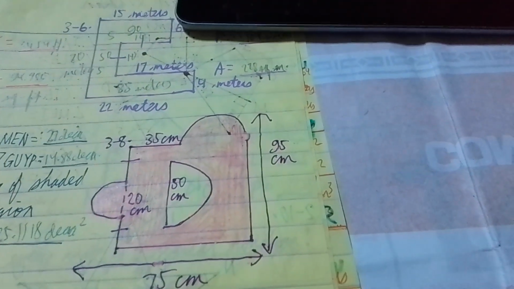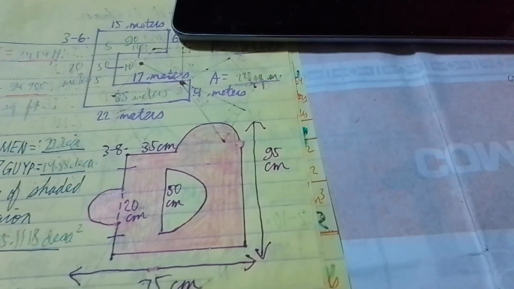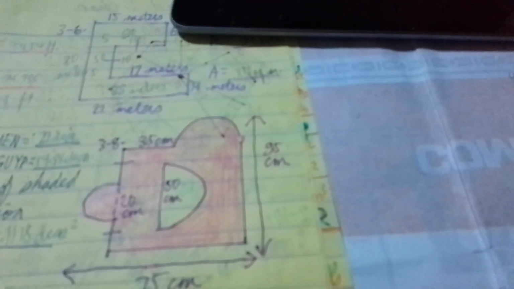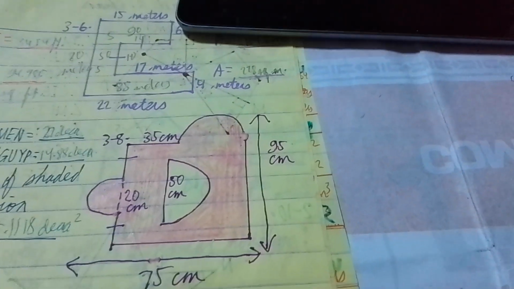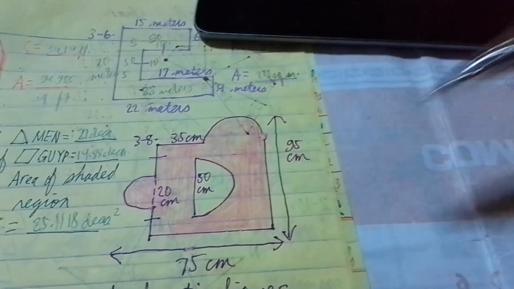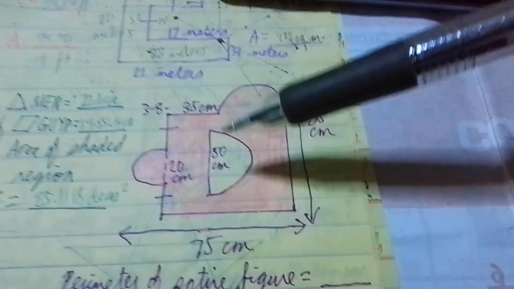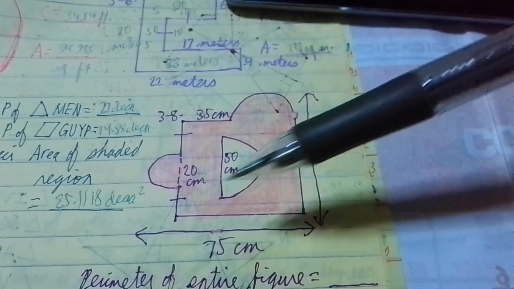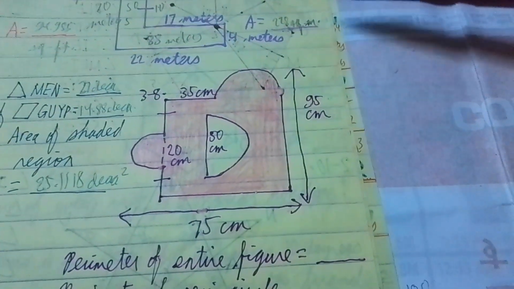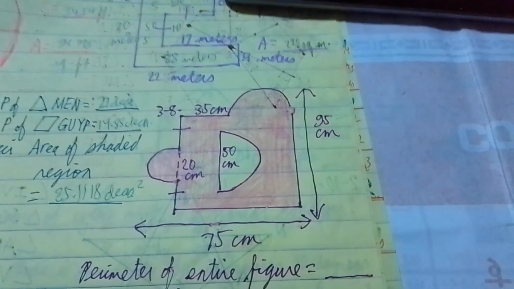So that's kind of easy pa rin, although you might have a bit more steps. But don't worry, it's still the same thing like what you did in the previous problem. Now here's what you're gonna do. First, look at the figure. Look at the figure closely. We have a rectangle here. The entire dimension of the figure is 75 centimeters. The entire height of the figure is 95 centimeters.